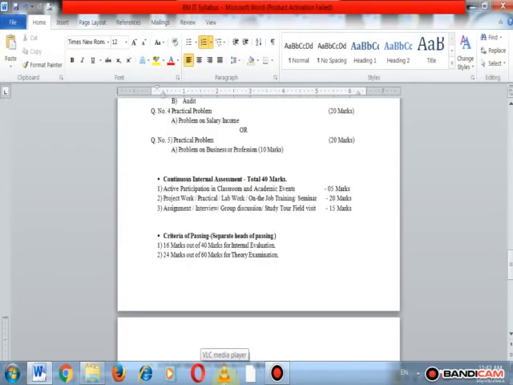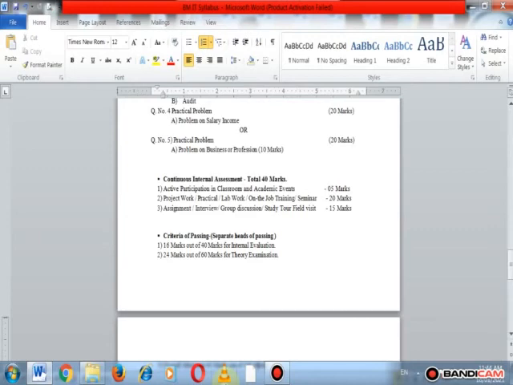Now the continuous internal assessment, total marks 40, and the total 40 marks are segmented into 3 parts. First is active participation in classroom and academic events, 5 marks. Second part, project work, practical work, lab work or on the job training or seminar, 20 marks. Third part, assignment, interview, group discussion, study tour, field visit, 15 marks, total 40 marks.